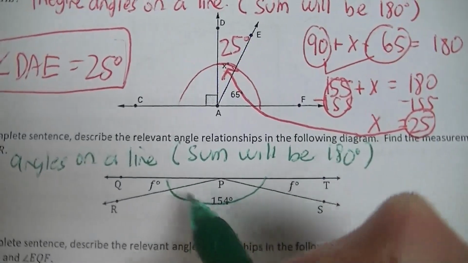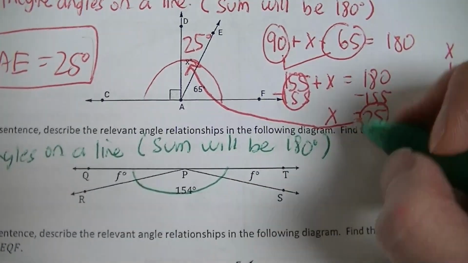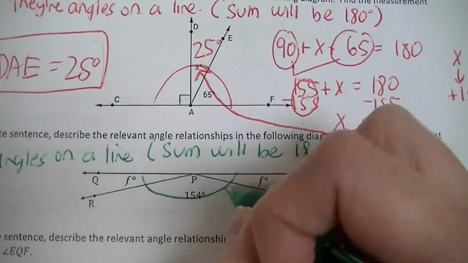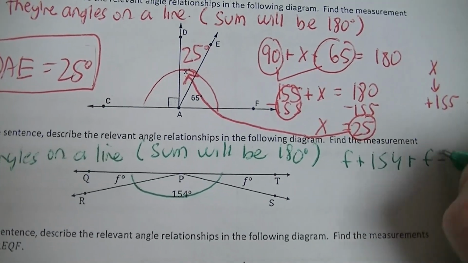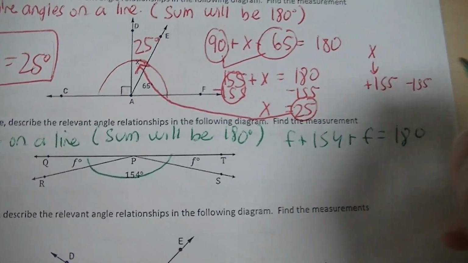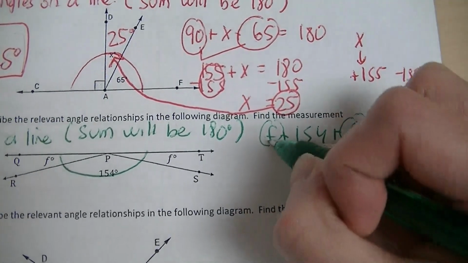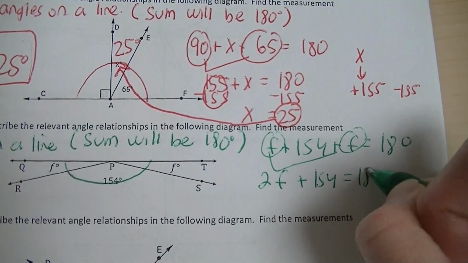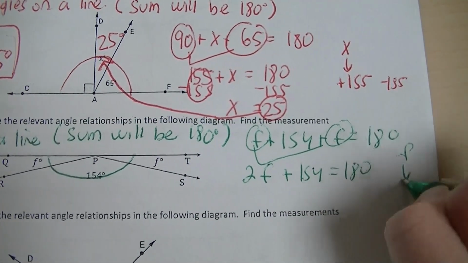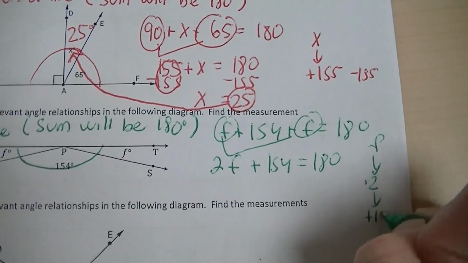But before we do that, we've got to write an equation. F plus 154 plus F is going to equal 180 degrees because they're angles on a line. Simplify it before building it. F plus F is 2F. Bring everything down. Now you can build it. We start with F, then we multiplied it by 2, then we added 154.